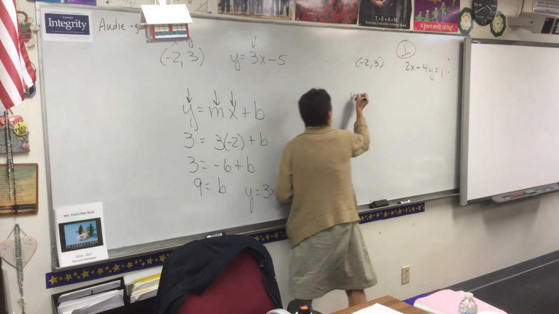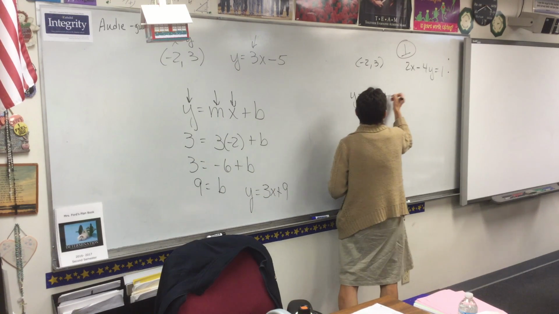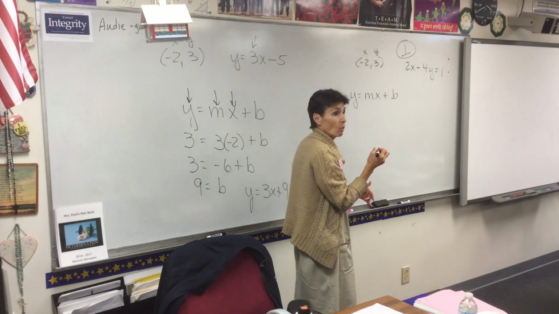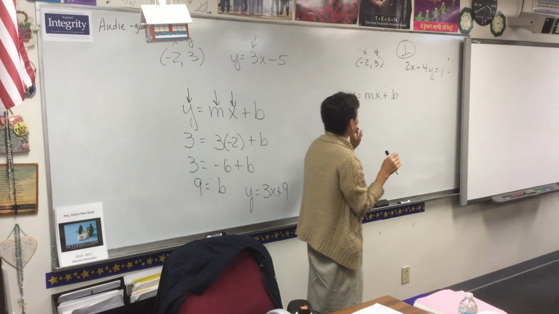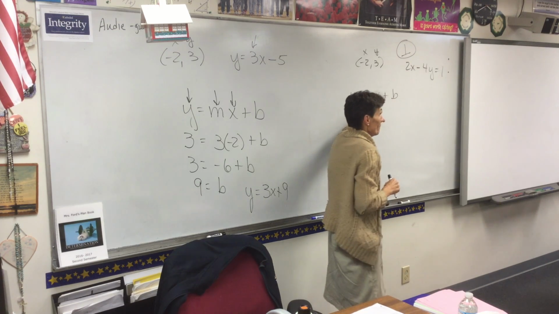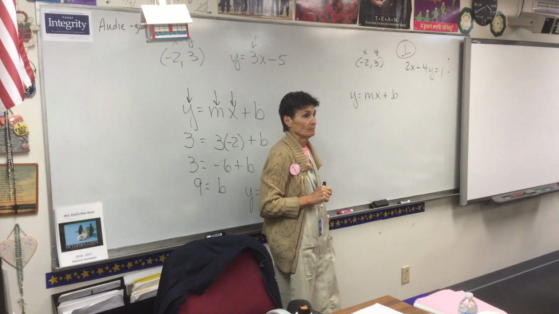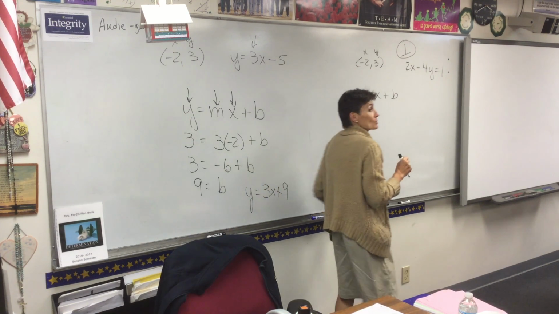So y equals mx plus b. That's a good start. We've got an x and a y, right? So all I need, I'm done, if I can figure out my m. All right, so what do you think? Move 2x over to the other side and then divide by negative.